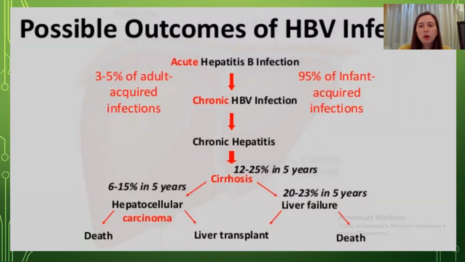And possible outcomes of HBV infection. You may see acute hepatitis B infection may transfer to chronic hepatitis B, then to cirrhosis, and cirrhosis may transfer to hepatocellular carcinoma, liver transplant, and liver failure.